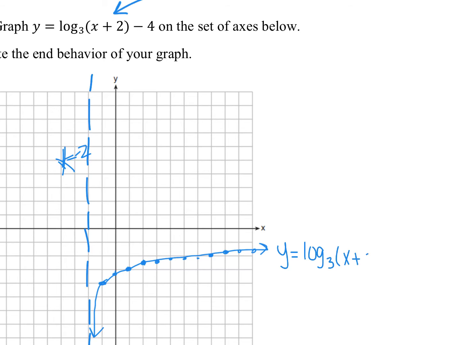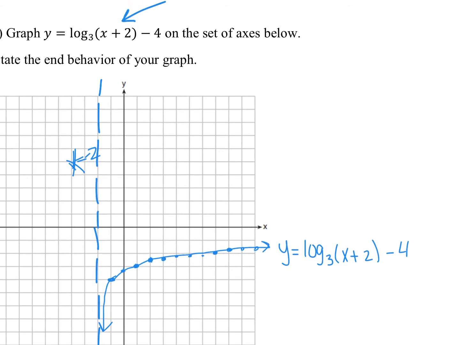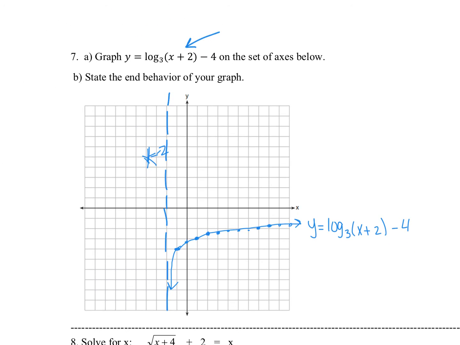The second part of it asks you to state the end behavior. So there are two ends. On this end, I go to infinity and infinity. That's my end behavior there. And on this end, I'm going to technically -2 and negative infinity.